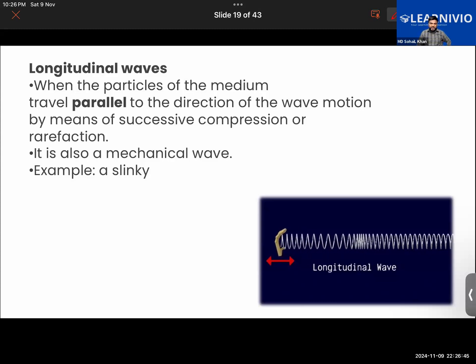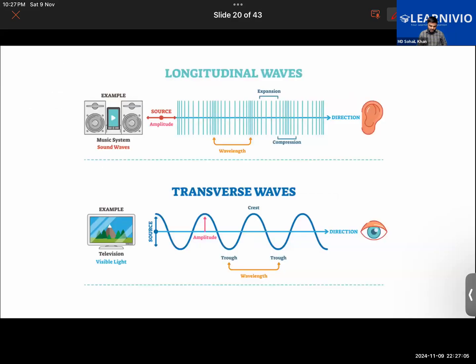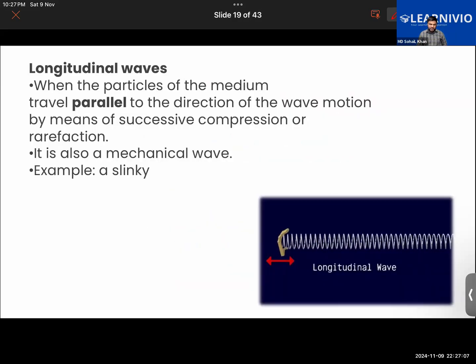But say, for example, if you were to take a spring and move it in a push-pull manner, we are seeing that the spring's particles, you can just think of this as a medium. In this, the particles of the medium are traveling parallel to the direction of the wave motion. The wave is traveling in this direction, and the medium's particles are also moving in this direction only. Sometimes they will come closer, sometimes they will go farther apart.